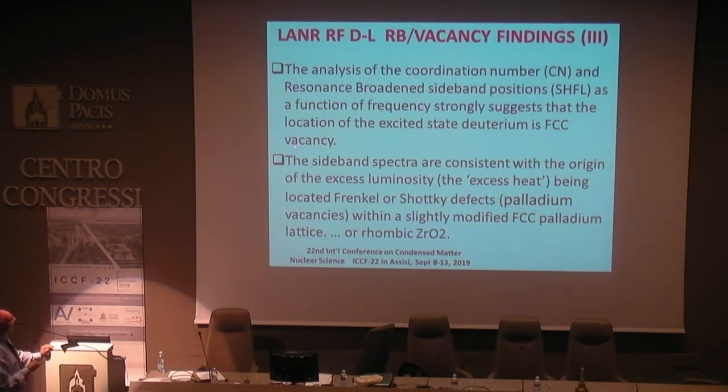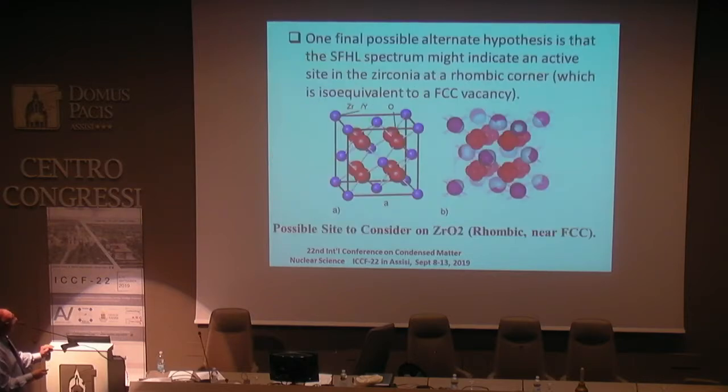It suggests that the location of the excited state of the deuteron is a face-centered cubic vacancy where this active site occurs. So it's either a Frenkel or Schottky defect within a palladium vacancy, which is slightly modified, as I showed you, for the second closest neighbor, or in the rhombic case of zirconium oxide. And here, for example, is zirconium oxide that shows you one of the forms that it occurs in has a similar state. So we either have a vacancy here or in the equivalent of the palladium.